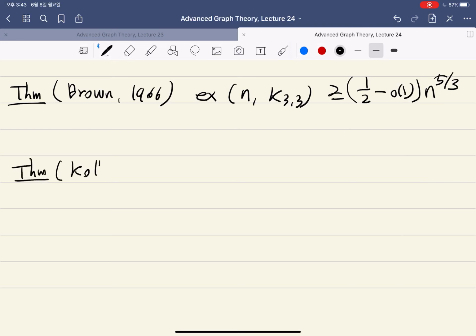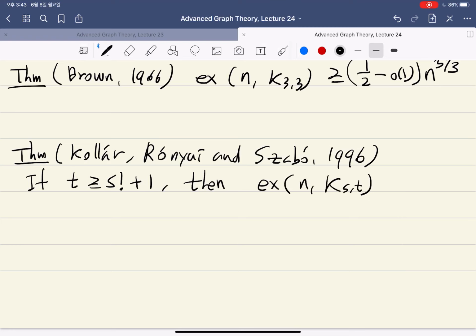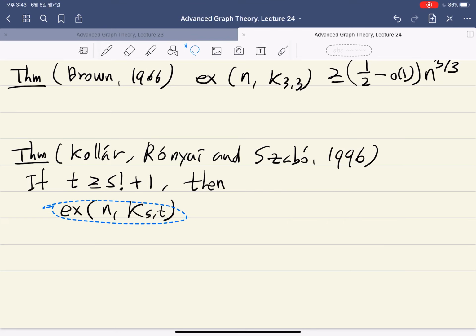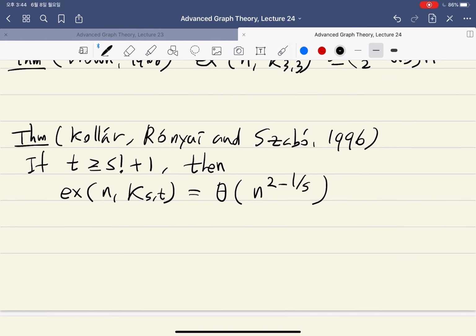And more generally, Kollár, Rónyai, and Szabó in 1996 proved that if t is quite a bit bigger than s, at least (s minus 1)! plus 1, then this extremal number ex(n, K_{s,t}) is at least some constant times n to the 2 minus 1 over s. The upper bound comes from Kővári–Sós–Turán, so we only have to prove the lower bound. This lower bound can be achieved by using another algebraic construction. So in the next video, we will prove this, modulo some known theorems in algebra.